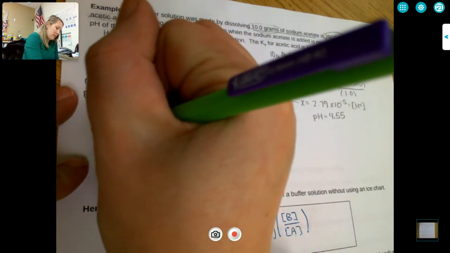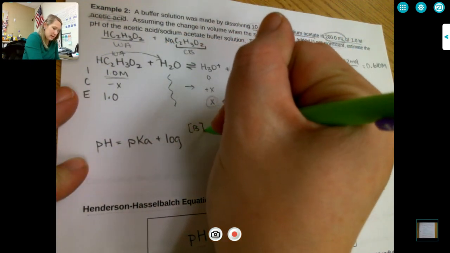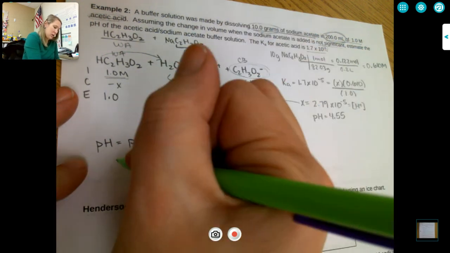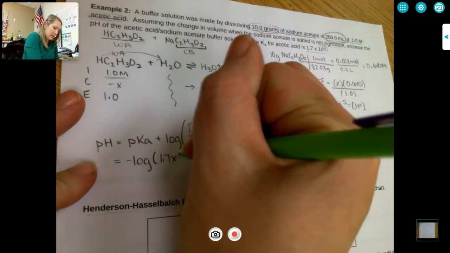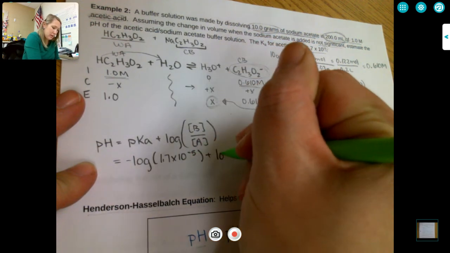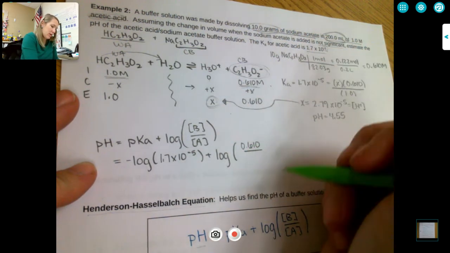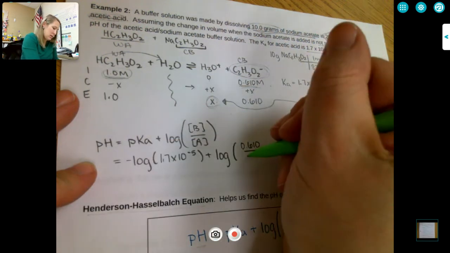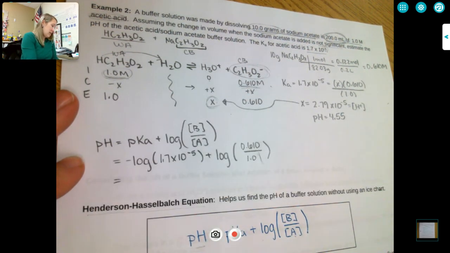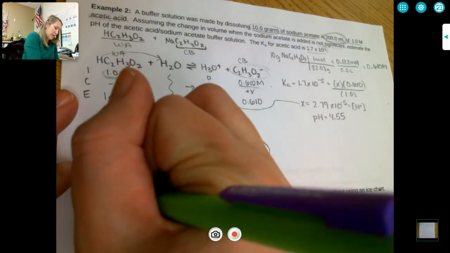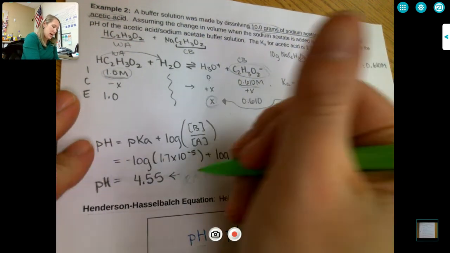So if we're saying, well, we could have gotten the pH from the pKa plus the log of the base over the acid. All right, well, let's see. The pKa is the negative log of the Ka, and we were told that the Ka is 1.7 times 10 to the negative 5, plus the log, the concentration of the base, which is my conjugate base, so the 0.61, over the concentration of my acid, which is my weak acid, 1.0. Well, in fact, when I plug this into my calculator, I do get 4.55 to be my pH, and that is way easier than going ahead and doing an ice chart.